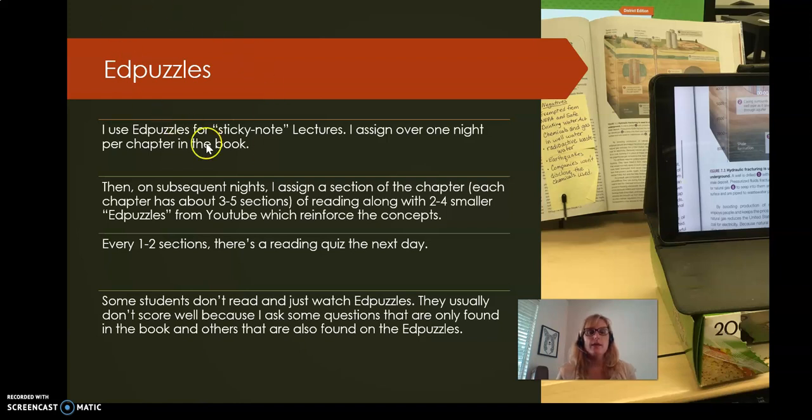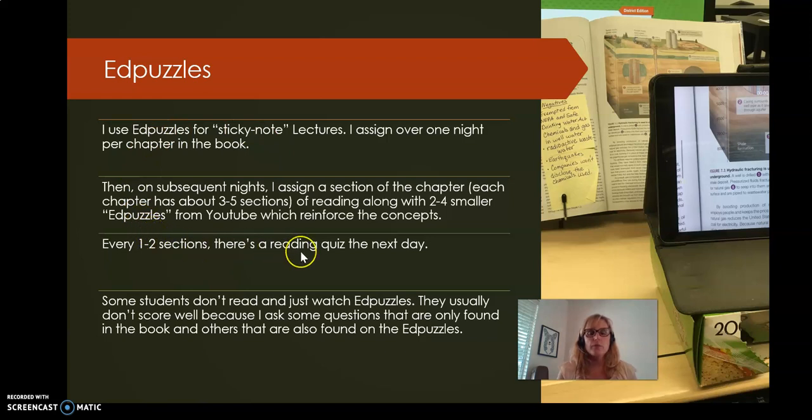All right, then let's say that's a Monday night. Then the next night, Tuesday night, I might assign chapter 5. So I might do chapter 5 sticky notes Monday. Then the kids the next night on Tuesday would need to read section 5.1 in their book. And then they will have 2 to 4 other little Edpuzzles that are like little YouTube videos that explain the topic. And you have a list of all of those YouTube Edpuzzles that I've already created questions for. So you have links to all of those in the Google Drive.